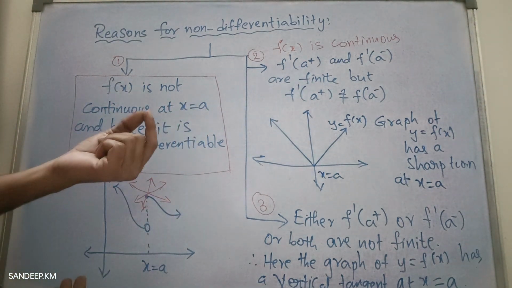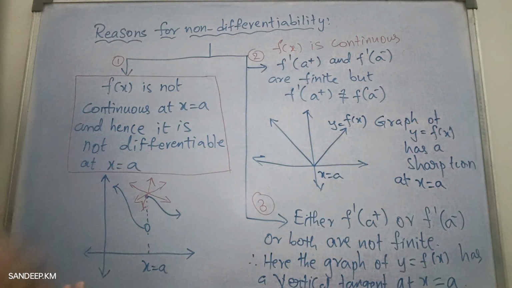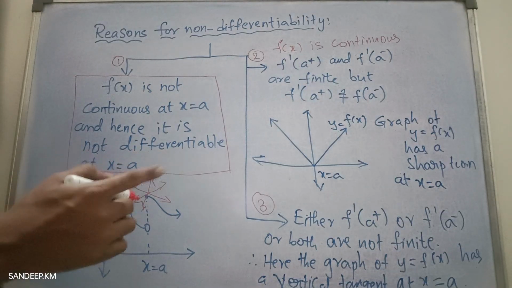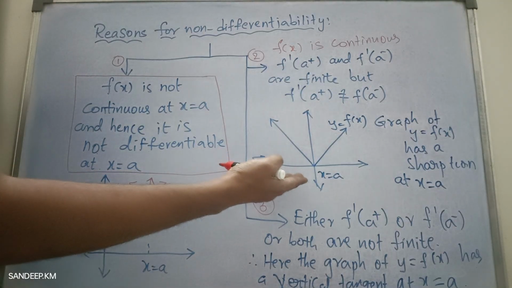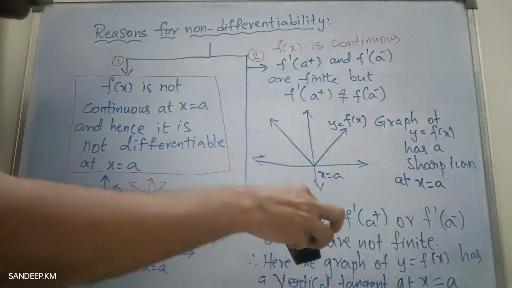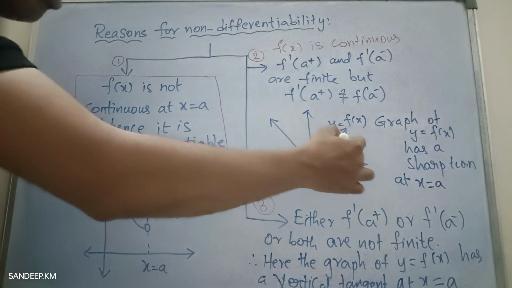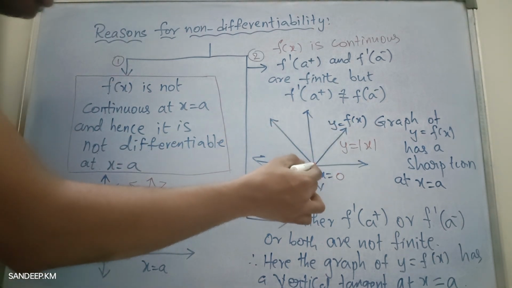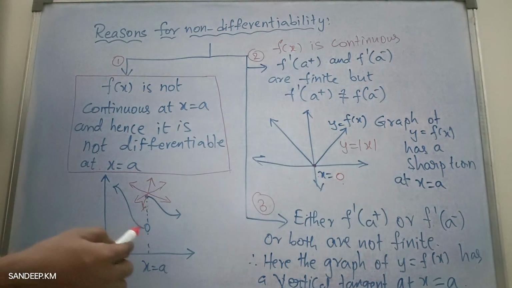Already in the previous example where we have taken f of x is equal to mod x, we observed that the right hand differentiability is plus 1 and the left hand differentiability is minus 1. They are not equal in the previous example. I have drawn the graph also for y is equal to mod x. Please observe, at x is equal to 0, what did you observe? If you draw the graph of y is equal to mod x, at x is equal to 0, what do you observe? We can see a sharp turn at x is equal to 0. Correct or not?